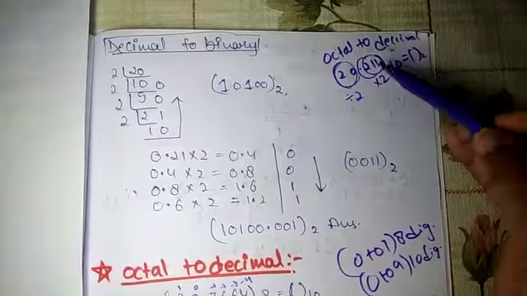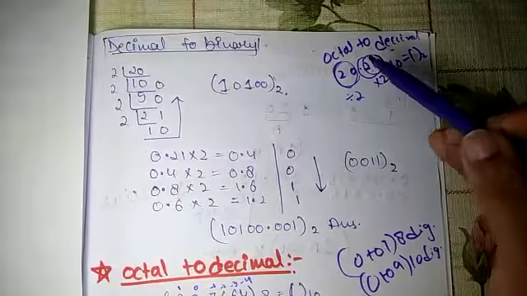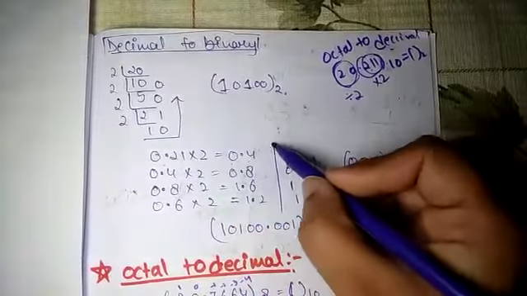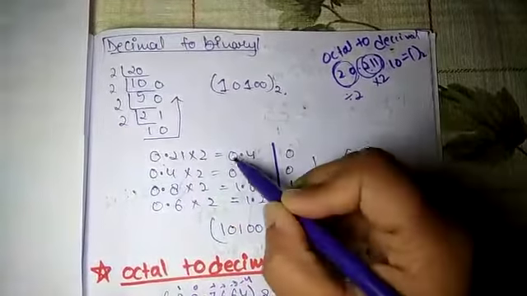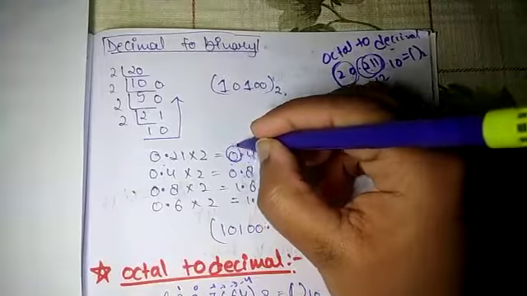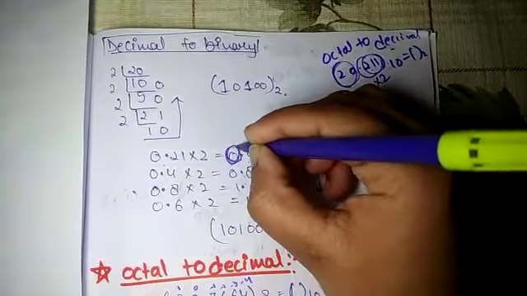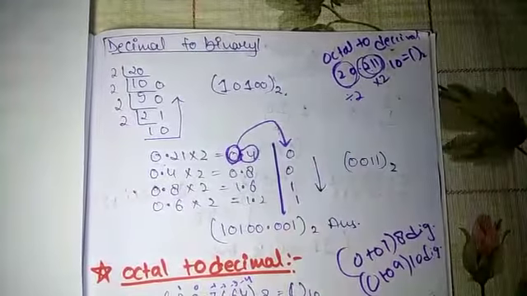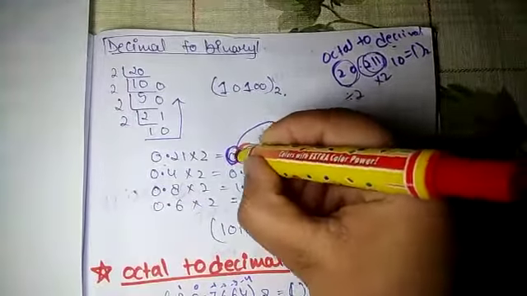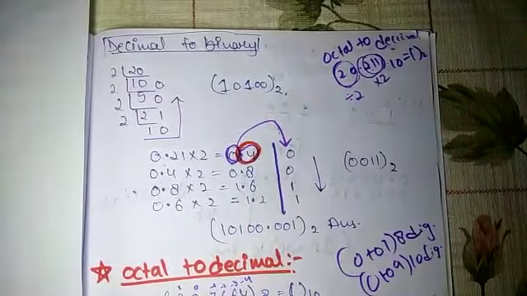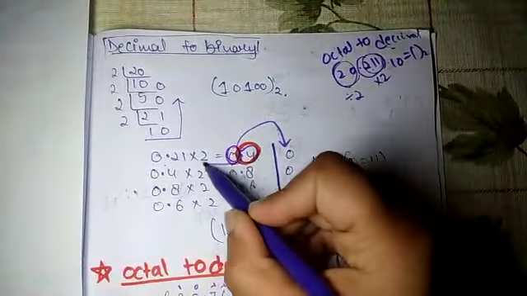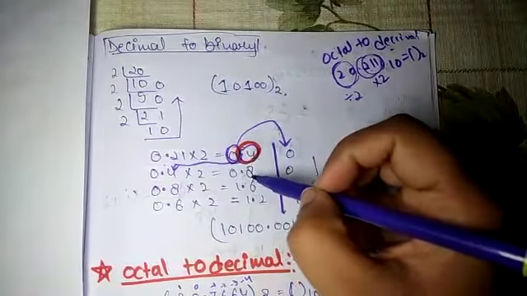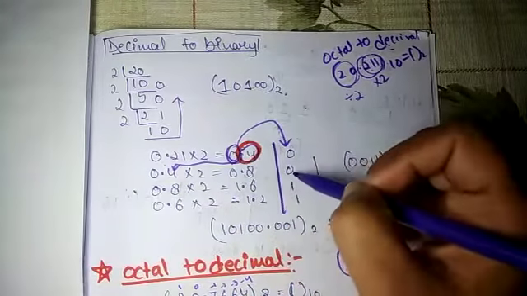Now we are multiplying this 0.211 part with the 2, that is 0.211 into 2, that is 0.4. Here is a separation, and I always repeat that this part will be going on this side, separated. This 0.4 value will be going to this side and getting multiplied with the 2. So 0.8, this 0 will be going here.